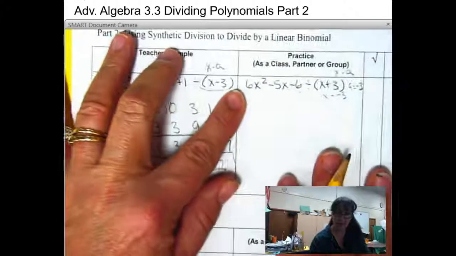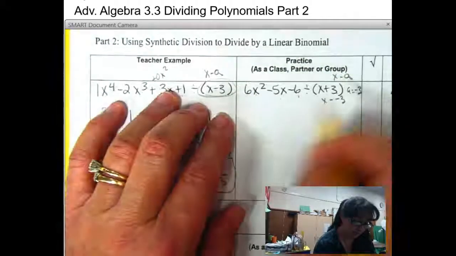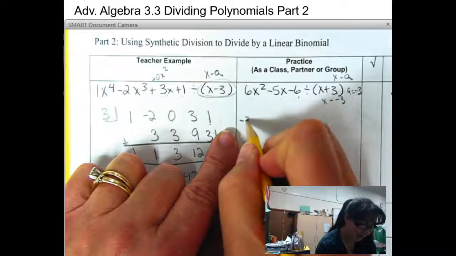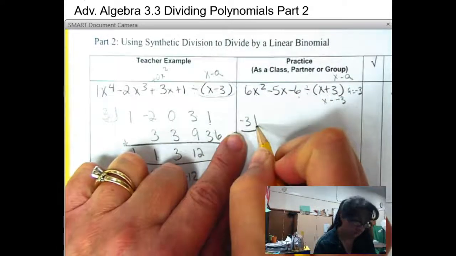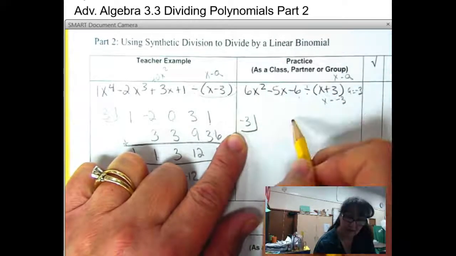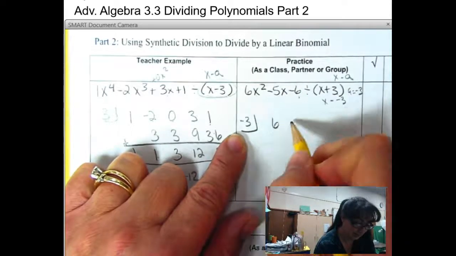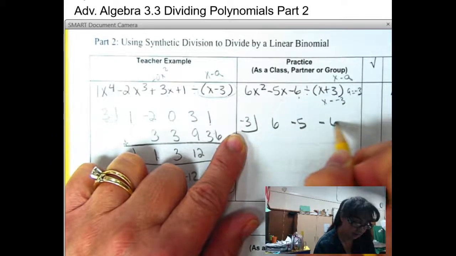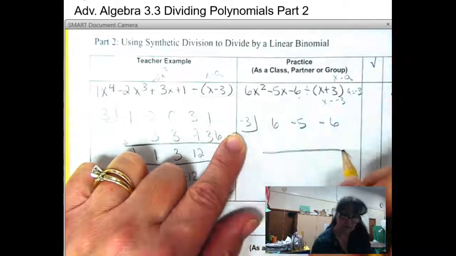And I'm going to go ahead and work on this. So I've got a is equal to -3. I'm going to put that over here in the corner. And I'm going to write my coefficients down. So I've got 6, I'm going to leave a space, -5, I'm going to leave a space, -6. And I'm going to draw a line.